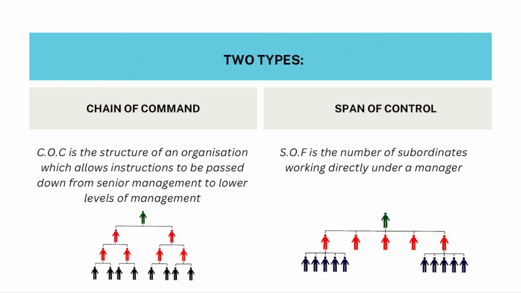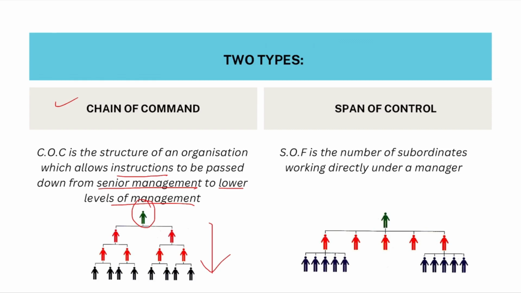So when we talk about an organizational structure, there are two main characteristics that determine how it looks. The first one is the chain of command. Chain of command is the structure of an organization which allows instructions to be passed down from senior management to lower levels of management. So in this picture, this guy will be passing on the instructions downwards to all the employees. So that is the chain of command.